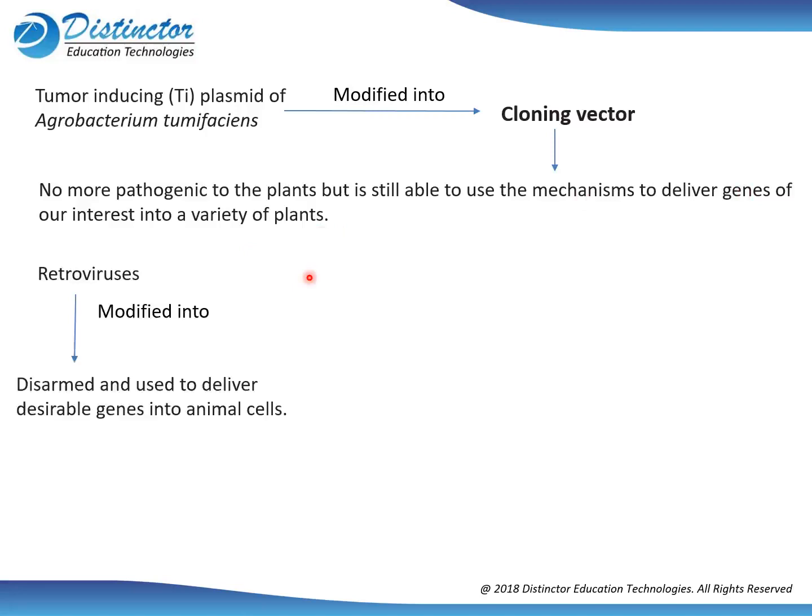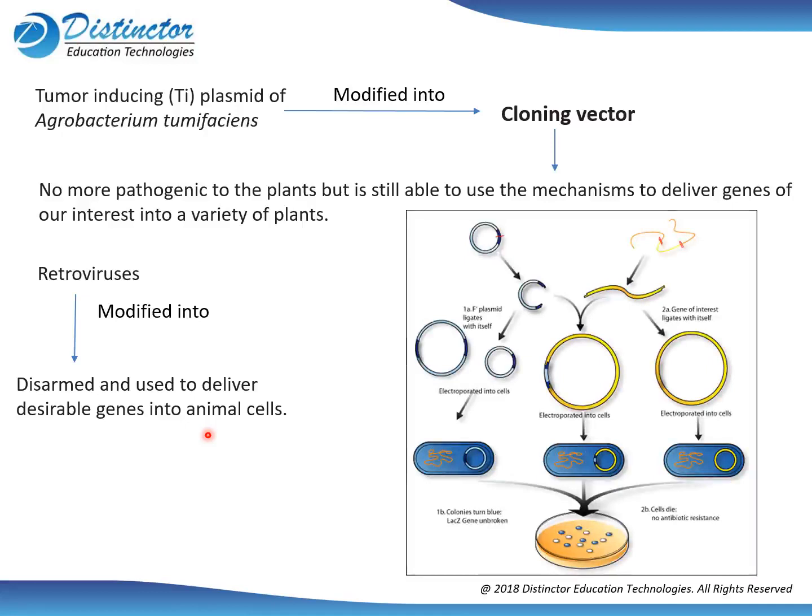Likewise, retrovirus is modified into a disarmed form and used to deliver the desirable genes into animal cells. So either it is a Ti plasmid or a retrovirus, they are going to be inserted with a foreign DNA, and then they can be easily inserted into a plant or a host cell. So one vector for a plant is a Ti plasmid, one vector for animals is a retrovirus. These two have a common delivering property.